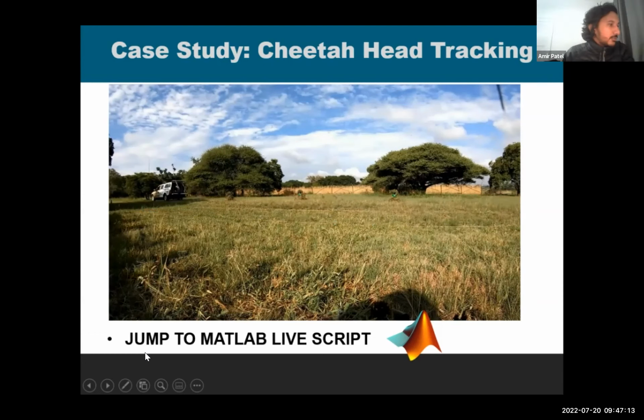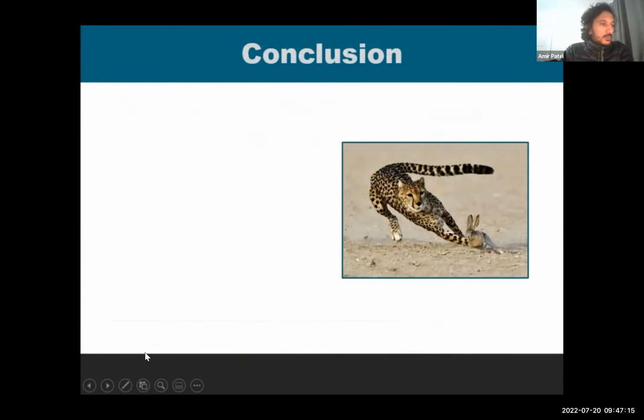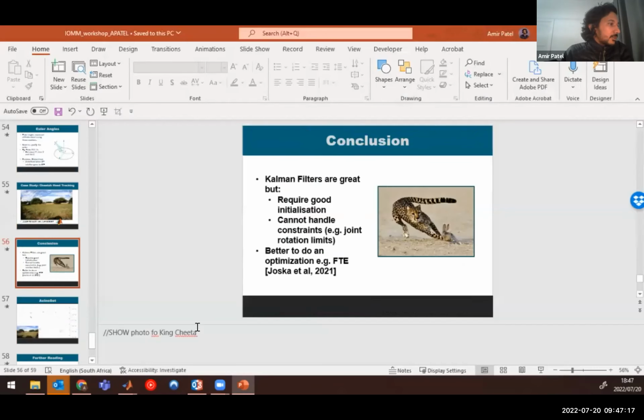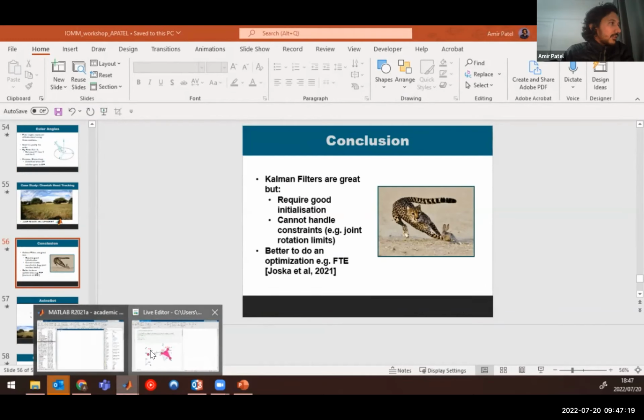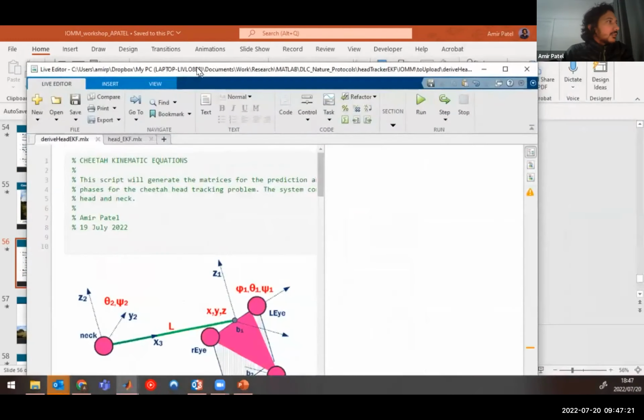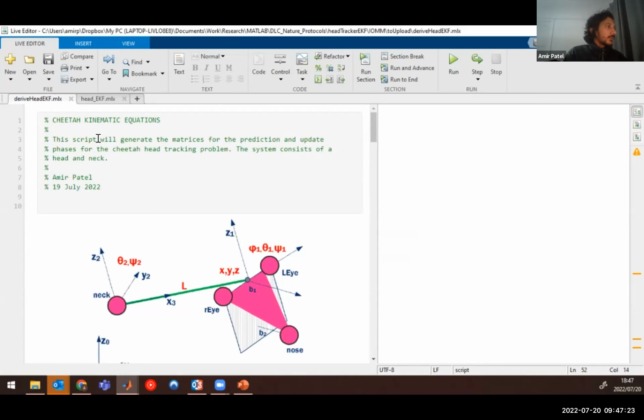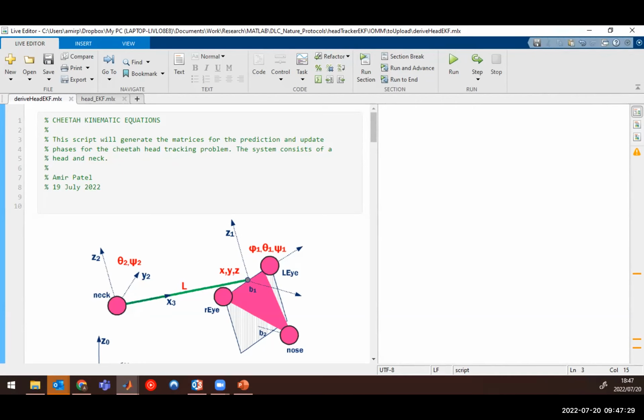Okay, so I'm going to jump to, oops, I'm going to jump to my MATLAB. Can you guys see my MATLAB window? Yes, we can see it. Yes, we can see it. Okay, awesome. Thanks, Brooke.